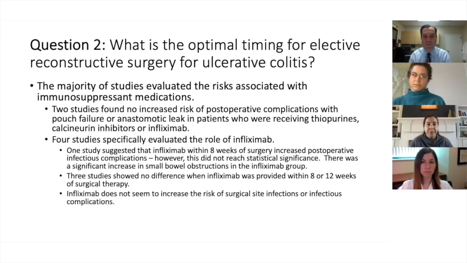Three studies showed no further differences when infliximab was provided within 8 weeks of surgery. Infliximab does not seem to increase the risk of surgical site infections or other infectious complications, suggesting that it is safe within the perioperative time period.